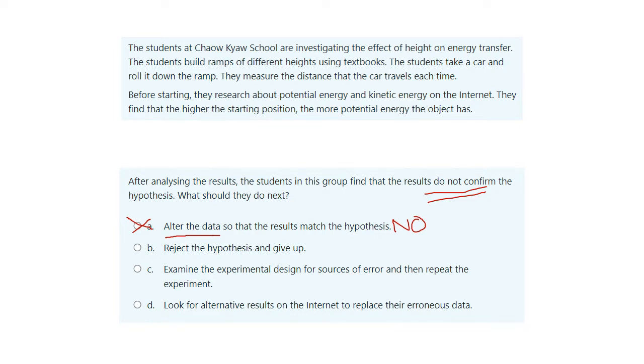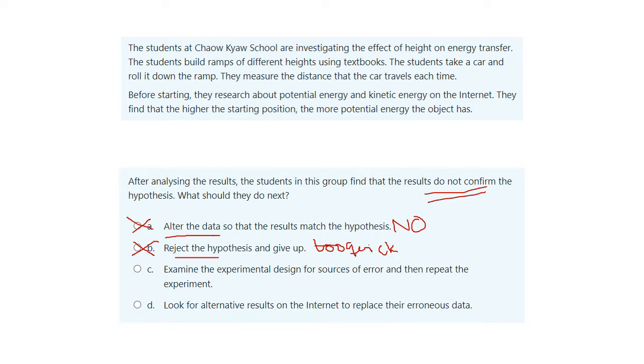You could reject the hypothesis and give up, but you might believe that the hypothesis was right. Rejecting the hypothesis is too quick. We need to understand why we got the results that we got. Either there was some scientific theory that we didn't think about, or there was an error in the experimental method. So it's too soon to reject the hypothesis, so not answer B.